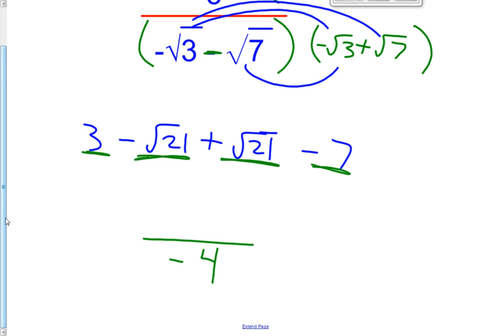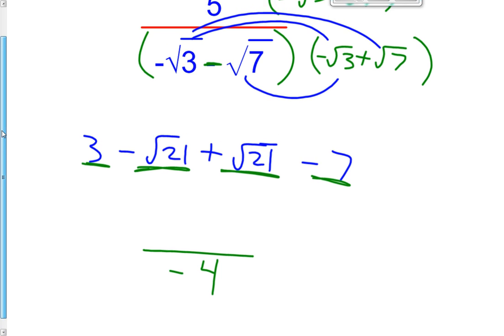Isn't that something? We rationalized the denominator. I don't see any more radicals in the denominator, and we did that by multiplying by the conjugate. That's how you're going to do all these problems whenever you see a binomial in the denominator. You have to multiply by the conjugate. Let's not forget about the numerator, though.